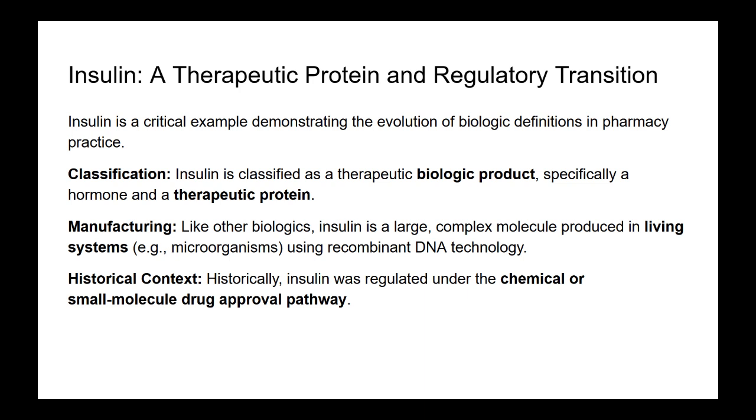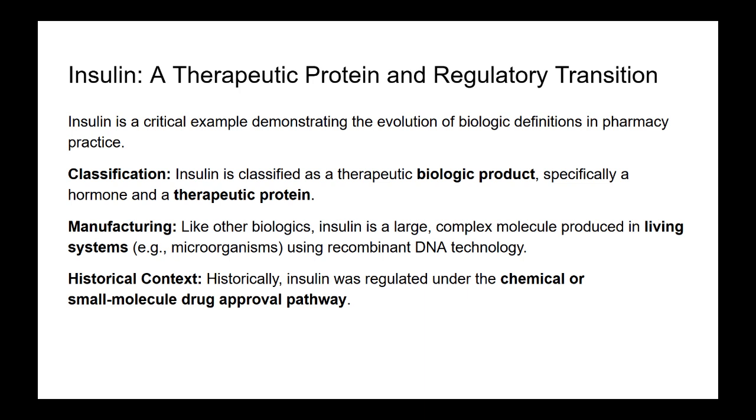The manufacturing process further distinguishes insulin from small molecule drugs. While small molecule drugs are generally low in molecular weight and produced via chemical synthesis, biological products like insulin are typically large, complex molecules. They are produced in living systems, such as microorganisms or animal cells, through recombinant DNA technology.